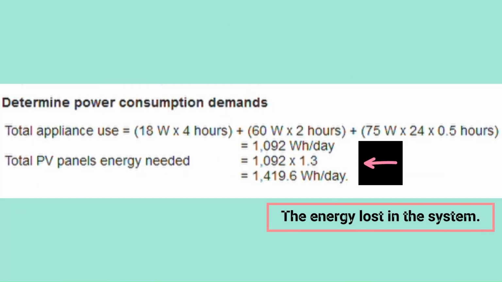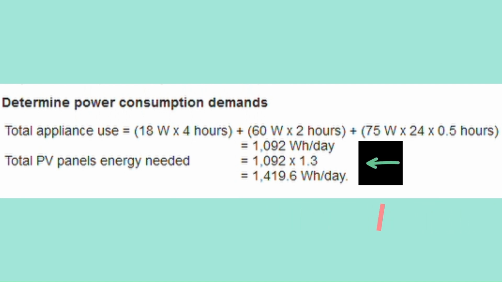Calculate the total watt-hours per day needed from the PV modules. The total watt-hours per day that must be supplied by the panels is calculated by multiplying all of the appliances' watt-hours per day by 1.3, the amount of energy wasted in the system.